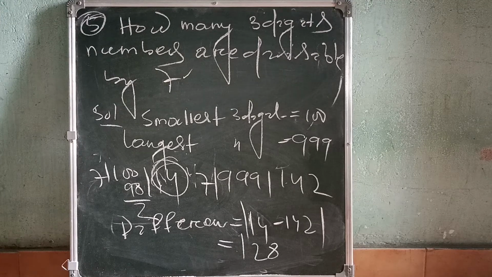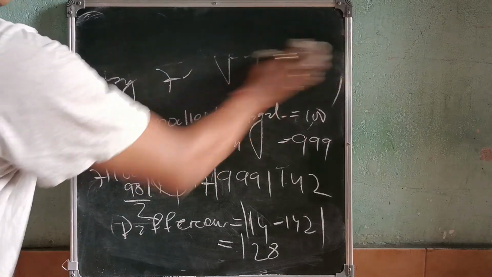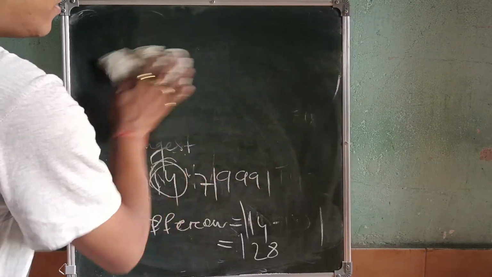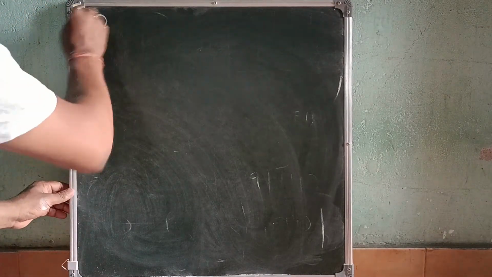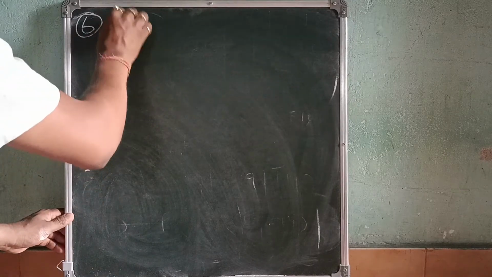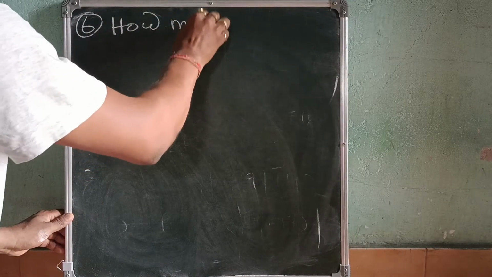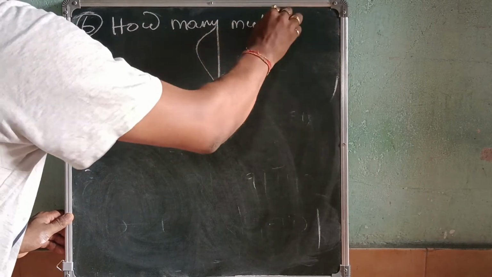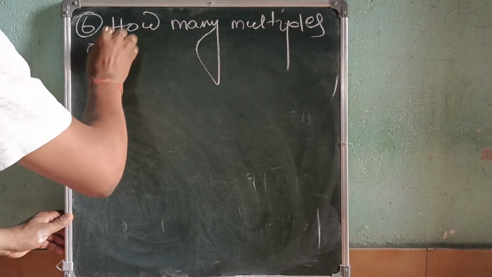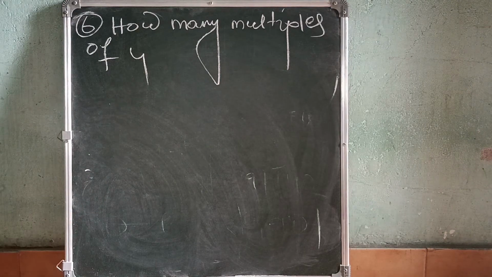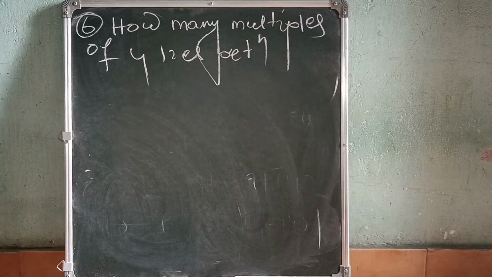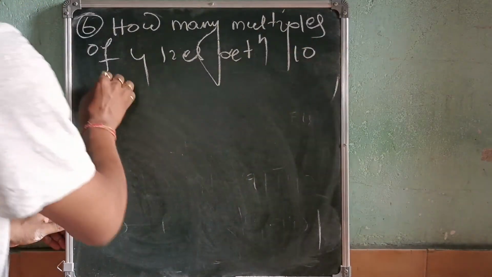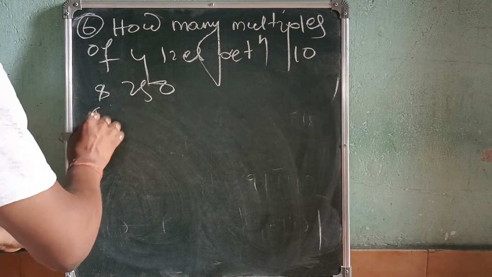Right? Very simple. Another question we have to consider. Now question number 6. How many multiples of 4 lie between 10 and 250? Right? The trick is what you find out.